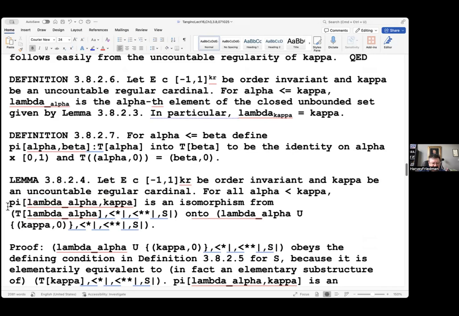So let E be order invariant and kappa be an uncountable regular cardinal. Then for all alpha less than kappa, pi of lambda alpha kappa is an isomorphism, restricted, from this structure onto the higher structure.